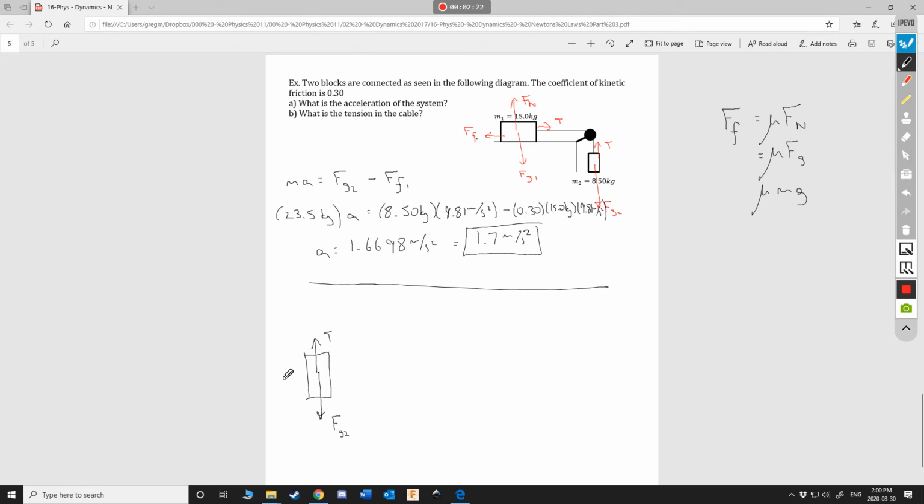So this is object 2. It's accelerating downwards. I'm going to say down is the positive direction. So I have M2A. Right, so this is block 2 is accelerating at 1.7 meters per second squared. What is causing that acceleration? Fg2, and it's being opposed by there's some tension pulling backwards. Something's holding it back. So we can solve for that. So you get T is equal to Fg2 minus M2A.